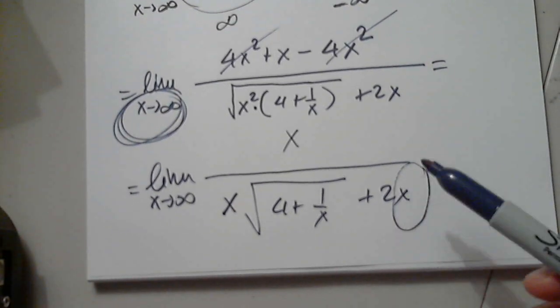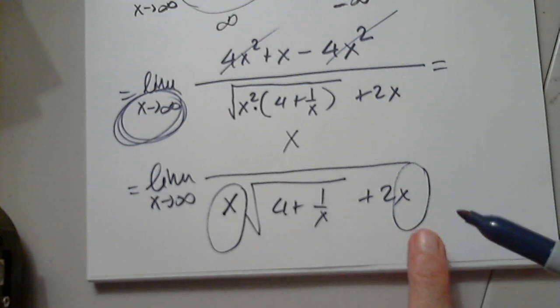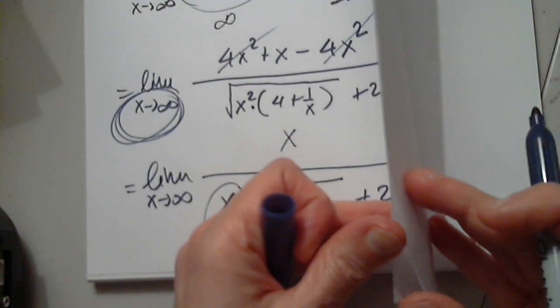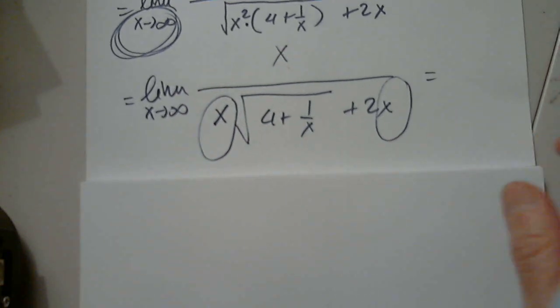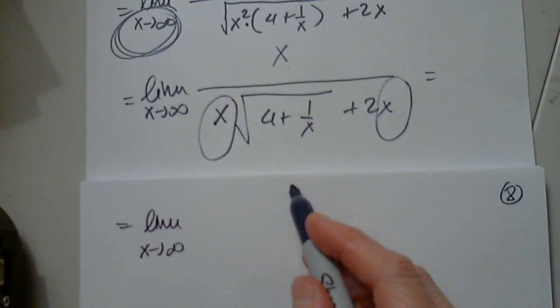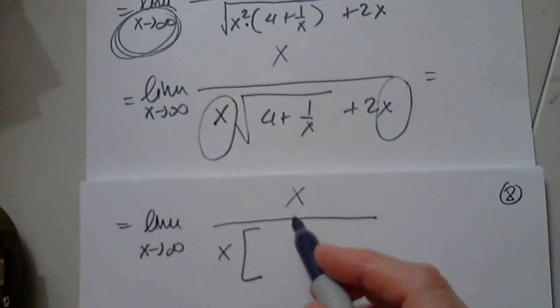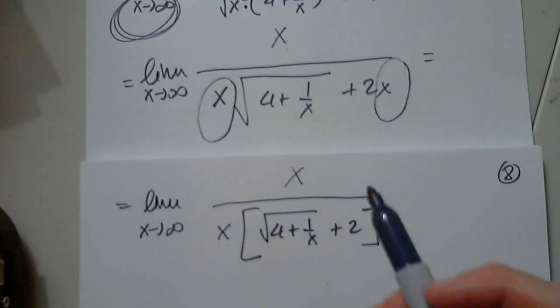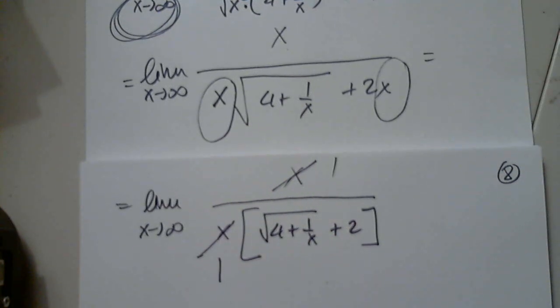In the next step, I have to factor out x. And when I factor out x, it will go away with that. And then I can apply the limit. So limit as x approaches infinity, x over x outside, the square root of 4 plus 1 over x plus 2. That was the whole idea, to get rid of these x's, one from the top, one from the bottom. And now we are dropping the limit operator because we are finding the final answer.